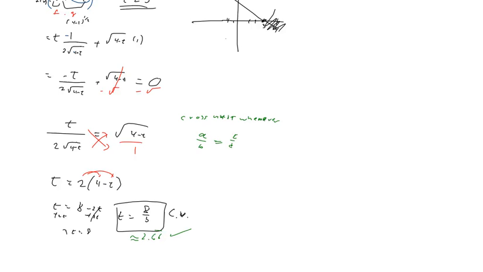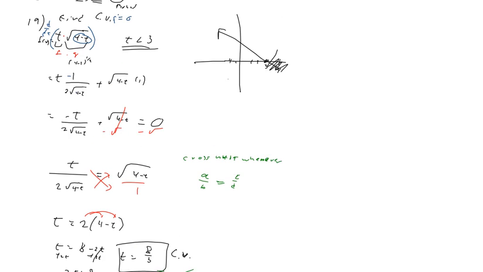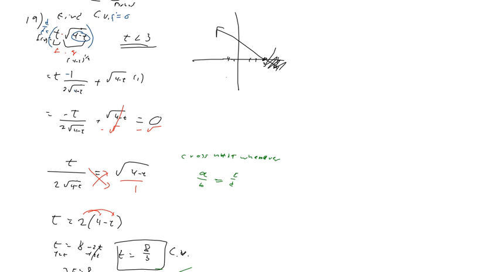What were some of the reasons we might have a critical value, right? We set it equal to 0. We solved our equation, rearranged, did some cross multiplying. What's another reason we could have a critical value?